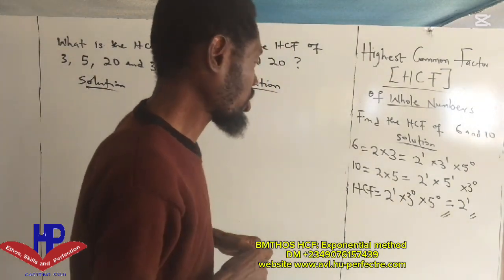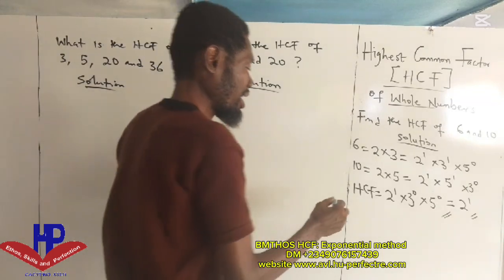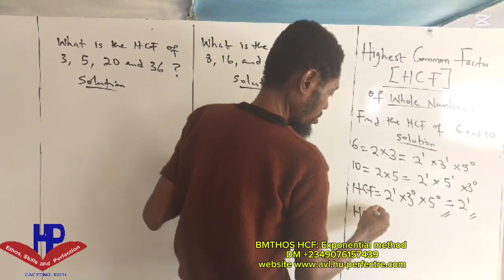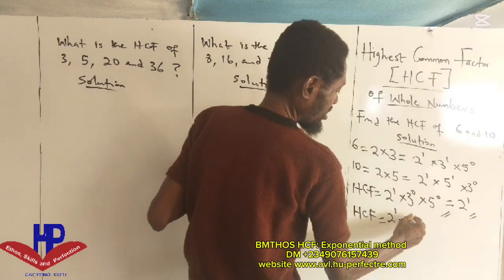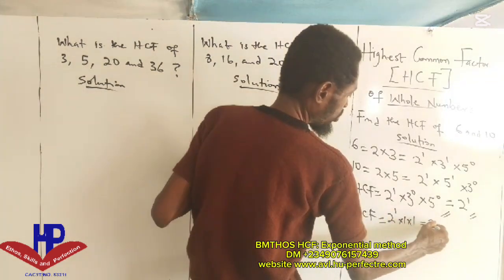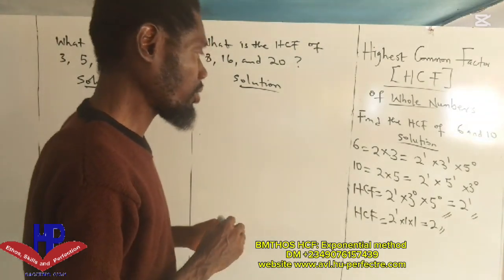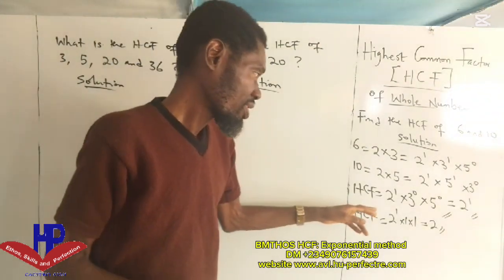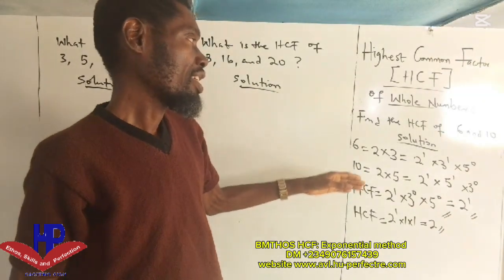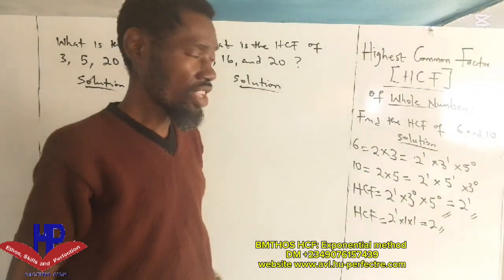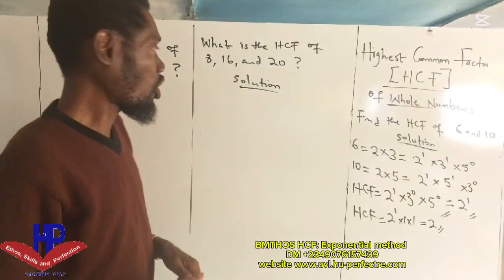But if you're not asked to keep your answer in index form, our HCF will simply be 2 raised to the power 1 times 1 times 1. Our answer will be 2. 2 raised to the power 1 is still 2. So you can see that that is the exponential method of finding the HCF of numbers. The ones with the lowest powers are the ones you pick in all cases.